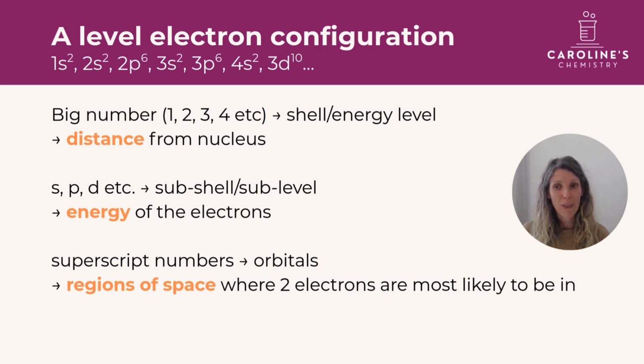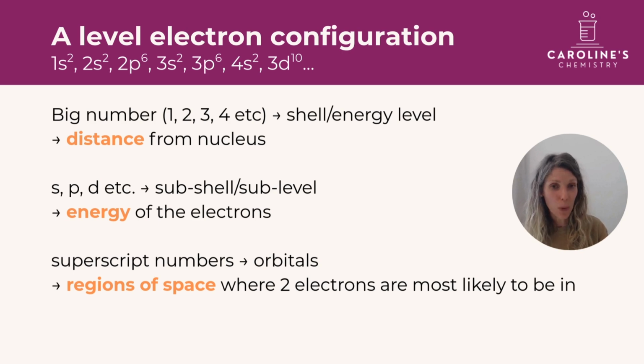Now, if you have an s subshell, then we have 1 orbital, 2 electrons in there. If you have a p subshell, that is broken up into 3 orbitals. Each of those fits 2 electrons in, so that is 6 electrons in total. The d subshell has 10 electrons in. That's split into 5 orbitals, each one of those with 2 electrons in, if that is full.